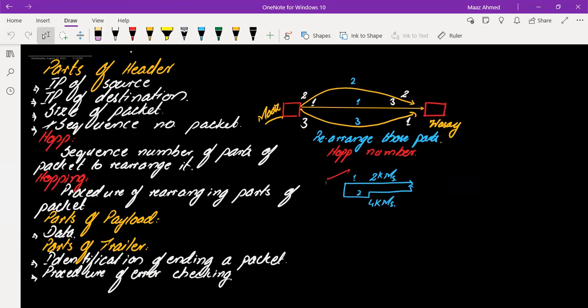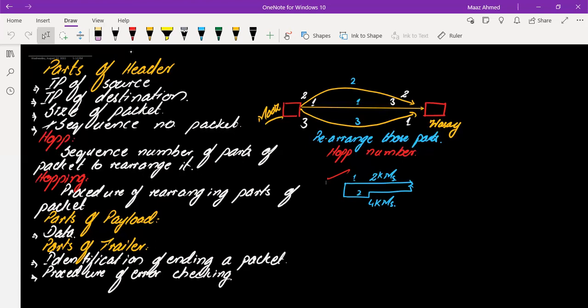Now, header is further divided into 4 things. What are those? Number 1, IP of the source, from where the data is going to be transmitted. IP of the destination, to where the data is going to be transmitted. Like for example, you are writing a letter to someone, so there are 2 addresses on that particular letter. The first is of the person who is sending that, and the other address is of the person who is receiving that. So IP of the source, IP of the destination. Size of the packet, on how many bits or how many bytes that packet is.